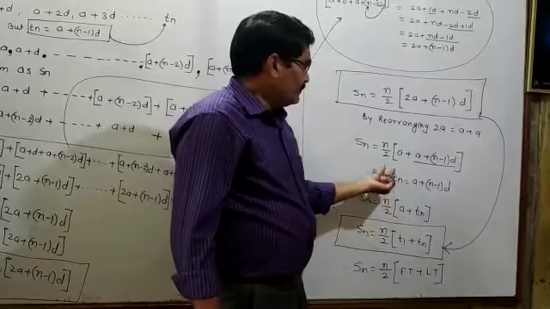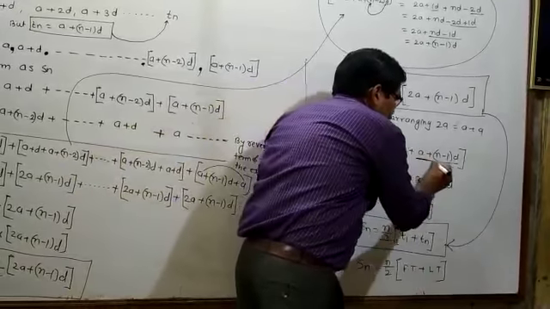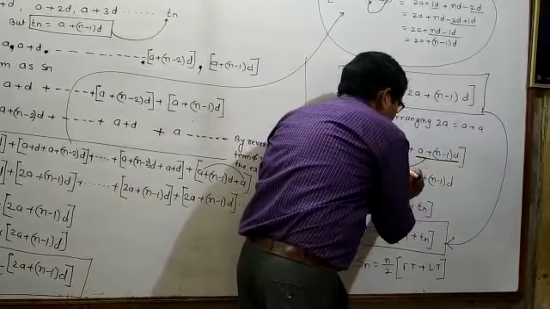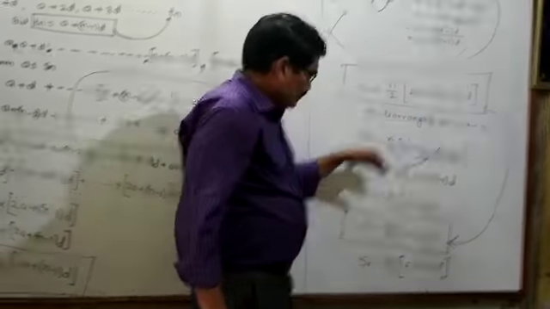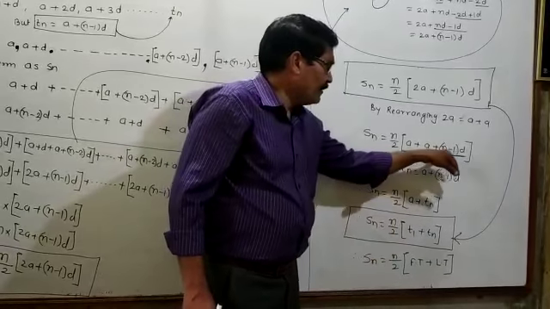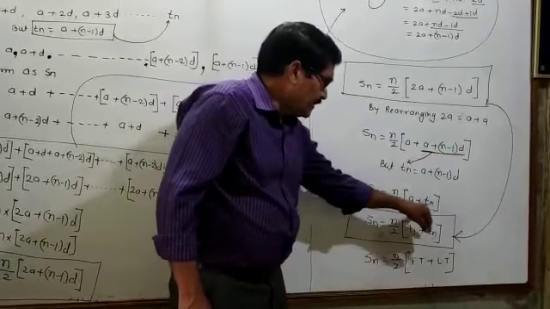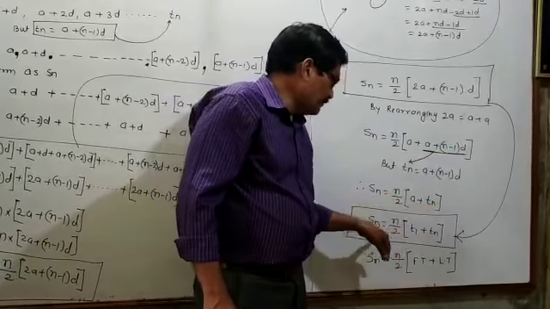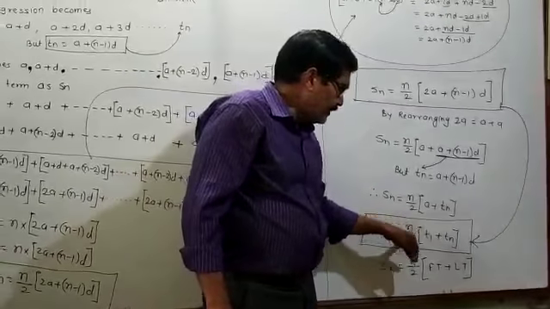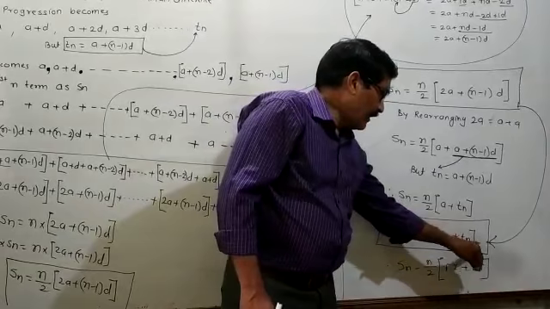But we know that Tn is equal to a plus n minus 1 into d. Means this a plus n minus 1 into d is equal to Tn. So Sn is equal to n upon 2 as it is, a as it is, and instead of a plus n minus 1 into d, you have to write Tn. And this Tn is the last term, a is the first term. So I will write Sn is equal to n upon 2 into T1 plus Tn, bracket complete.